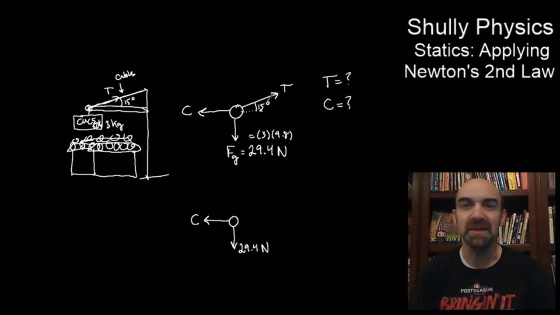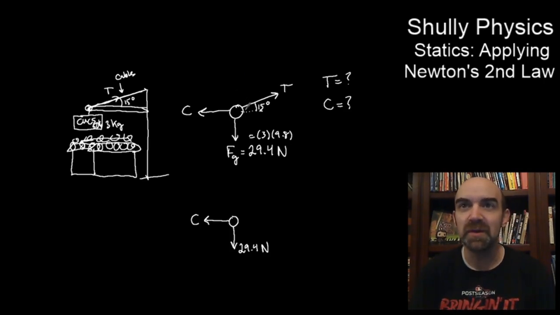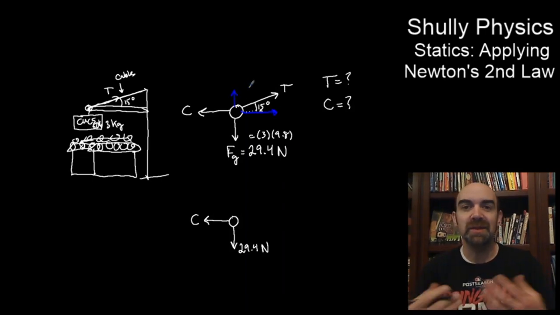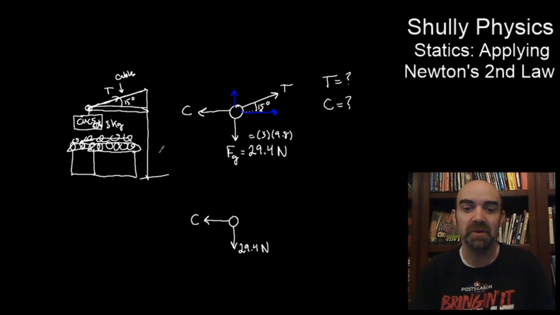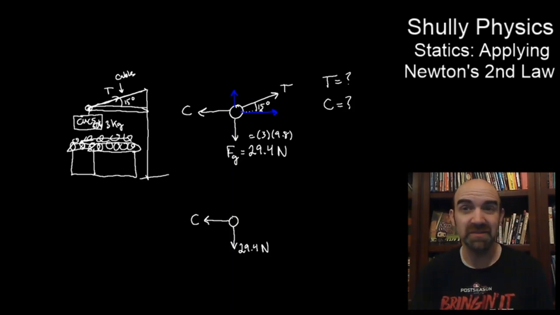Now, what about T? T is an angled force. So what we're going to do is replace T with two components. See, T goes off to the right, but it also goes up. So we're going to break that T apart into its two components. We won't know exactly how much they are, but we're going to have a piece of them.